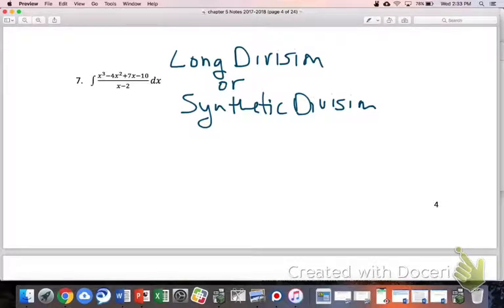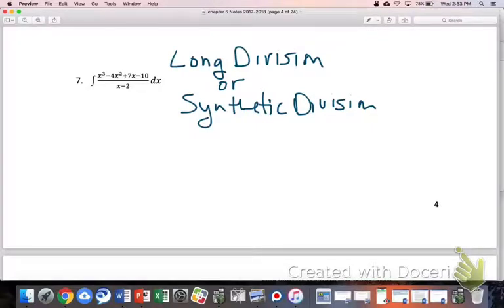Okay, all right. Hey guys, I know you're really excited to do long division, but I think in cases like this, synthetic division is better. I really want to make sure you understand. Did you all, in your pre-calc class, do long division and synthetic division? Did you all do synthetic division? I think you did. Okay.